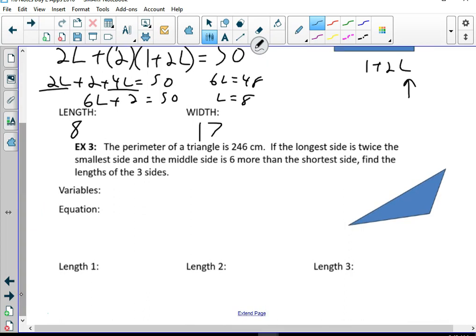Okay, perimeter of a triangle is 246. If the longest side is twice the smallest side, and the middle side is 6 more than the shortest side, what's my reference point? What's everything referring to? If the longest side is twice the shortest side, and the middle side is 6 more than the shorter side, what's the reference point?